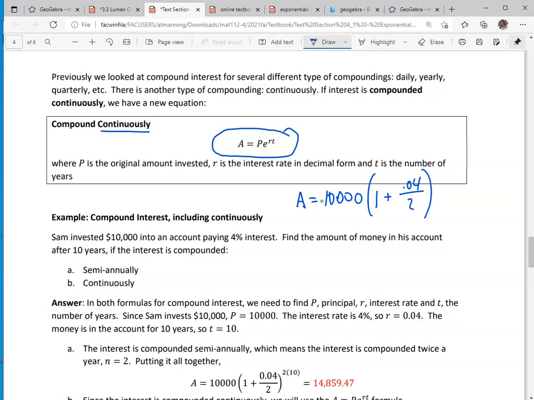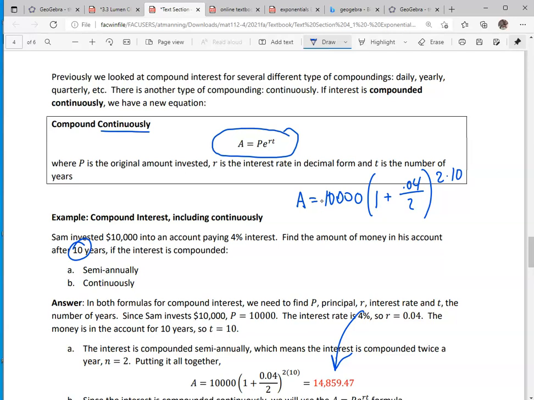And T is 10 years. T is 10. 2 times 10. Plugging that in gets me down to this formula. I plug that into my calculator, and I see that an investment of $10,000 only compounded or recalculated every 6 months, I'll have a value after 10 years of $14,000.